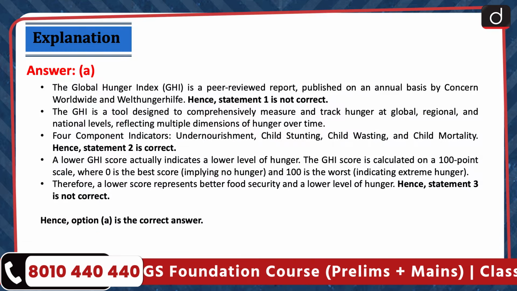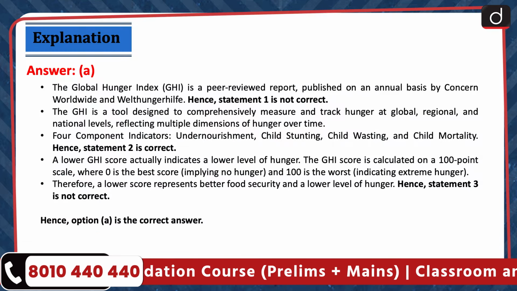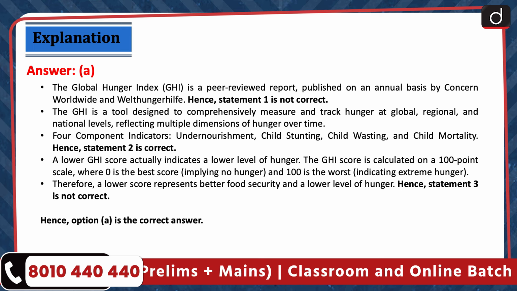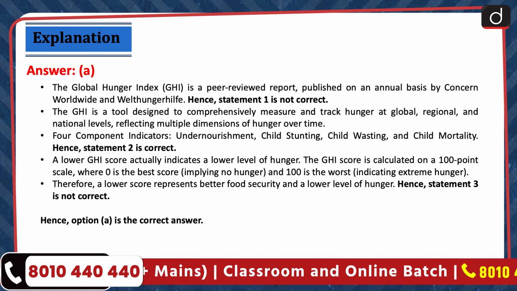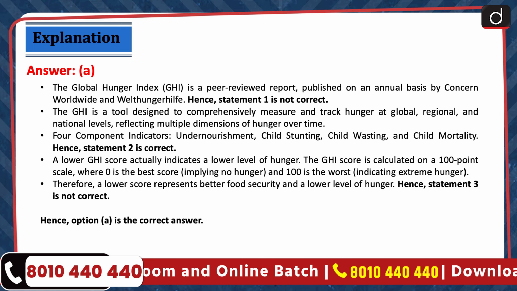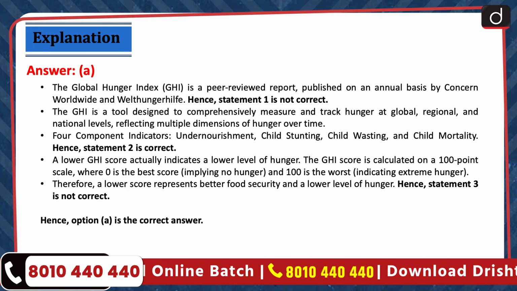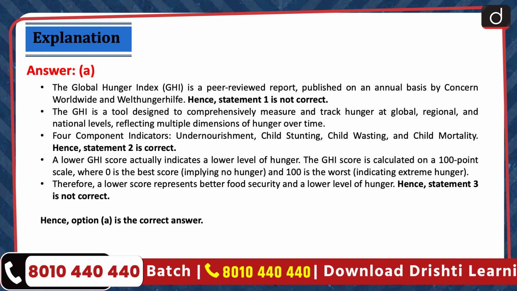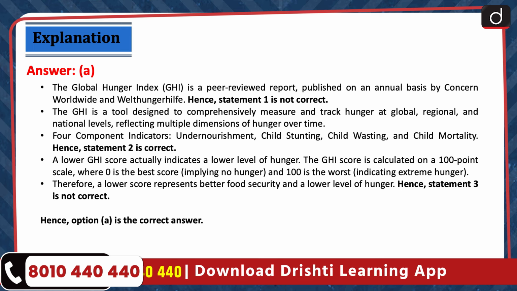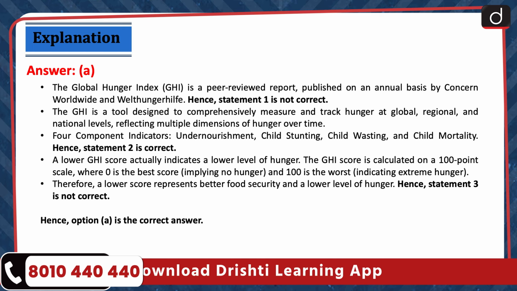The Global Hunger Index is a peer-reviewed report published on an annual basis by Concern Worldwide and World Hunger Health. Hence, statement 1 is not correct. The GHI is a tool designed to comprehensively measure and track hunger at global, regional, and national levels, reflecting multiple dimensions of hunger over time. 4 component indicators are undernourishment, child stunting, child wasting, and child mortality. Hence, statement 2 is correct.